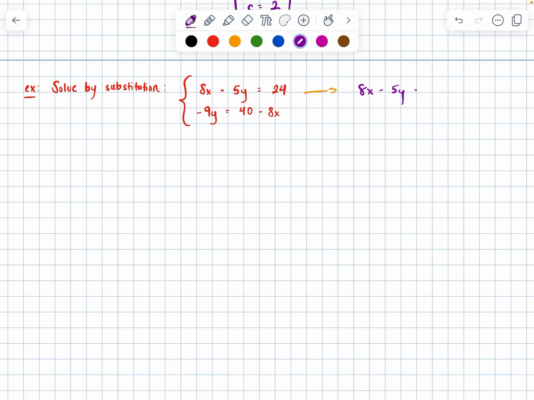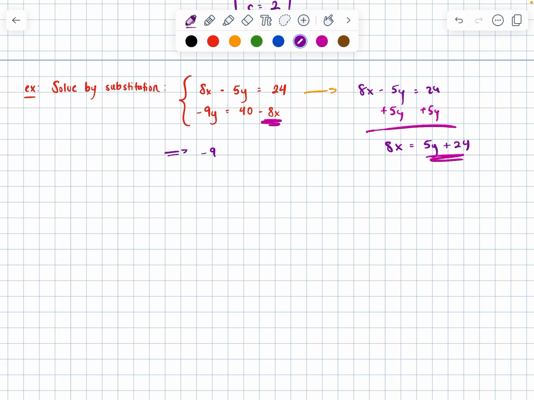So 8x minus 5y, I know is equal to 24. I want to get 8x by itself. Let's add 5y to both sides. So that tells me that 8x is equal to 5y plus 24, or 24 plus 5y, it doesn't really matter. Now that I know 8x is equal to 5y plus 24, anytime that I see an 8x in the second equation, I can substitute in.